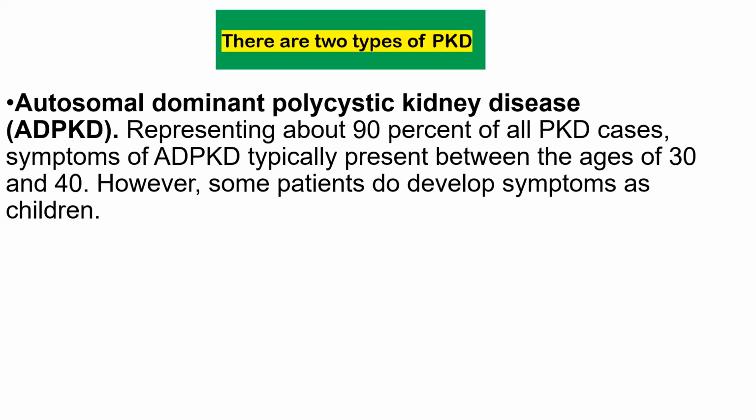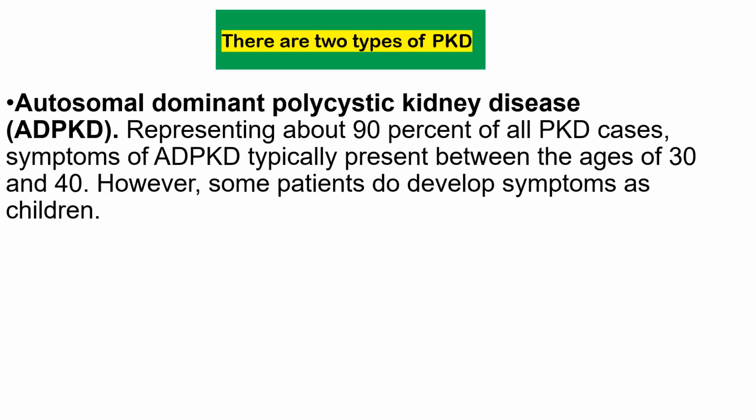So number one is ADPKD. A stands for autosomal, D for dominant, P for polycystic, K for kidney, D for disease. So in short, you can just write ADPKD. It represents about 90% of all PKD cases. Out of all the polycystic kidney disease cases, it represents about 90%. तो 90% का वो polycystic kidney disease है ना, जो mainly autosomal dominant polycystic kidney disease होता है.